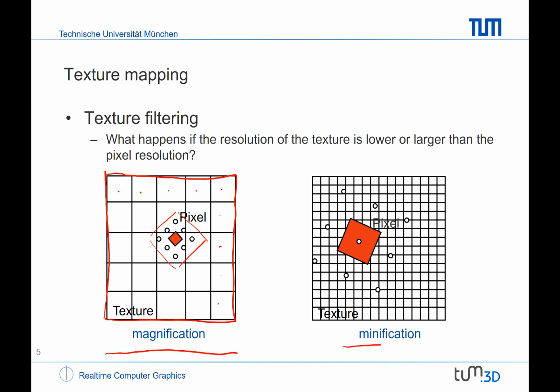On the right-hand side, we have the situation which we call minification. Here we see that the pixel size is far larger than the size of one texel, meaning that every pixel now covers a number of texels in the two-dimensional texture. So these are the two situations, and now we have to think about what we want to see in either magnification or minification.